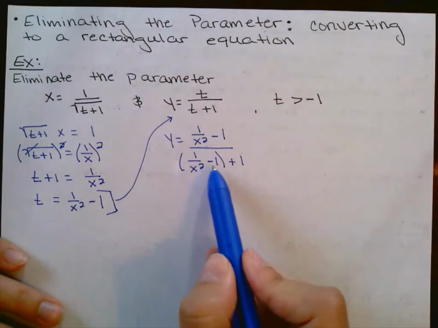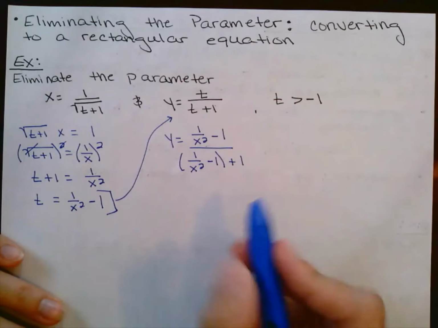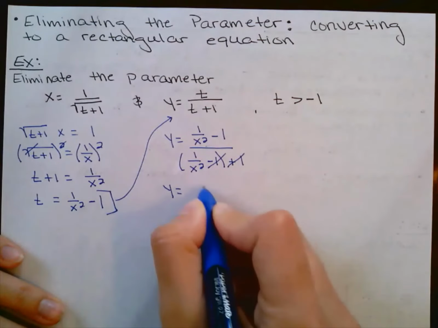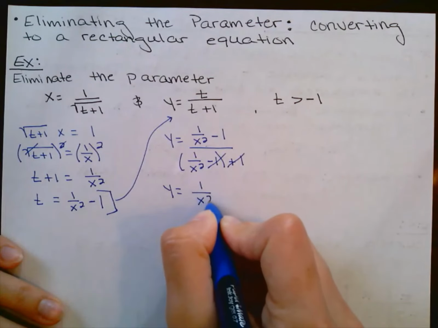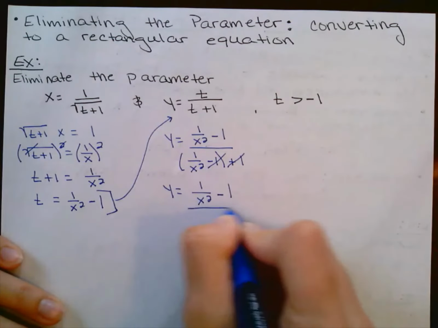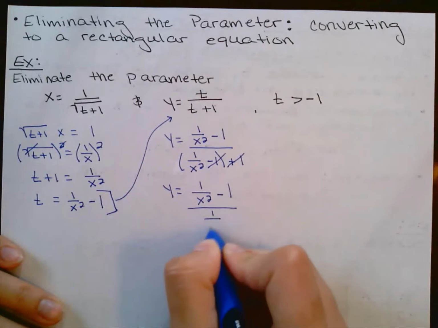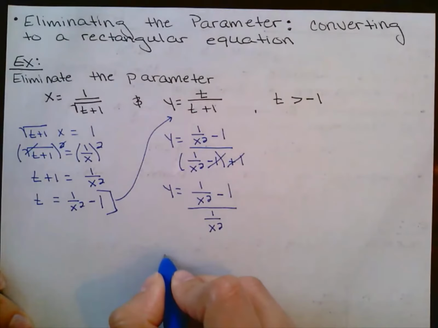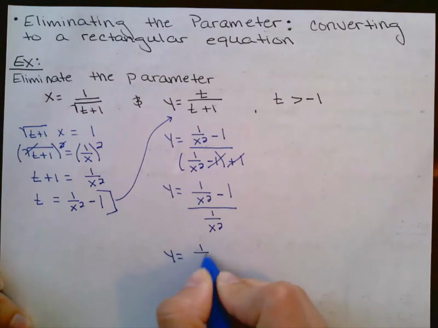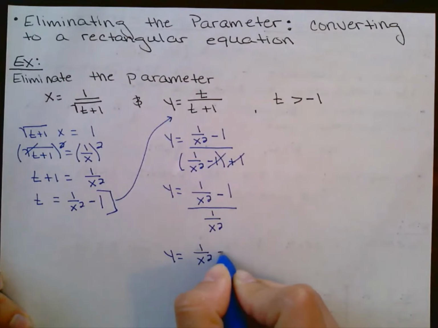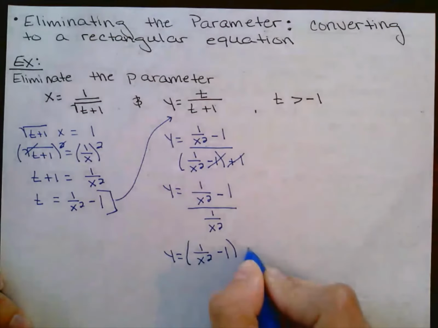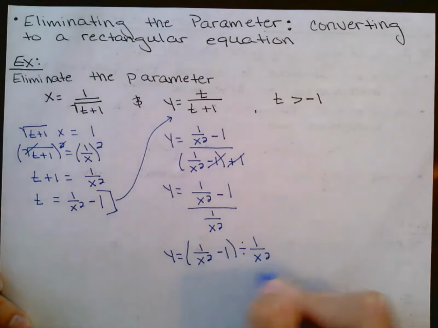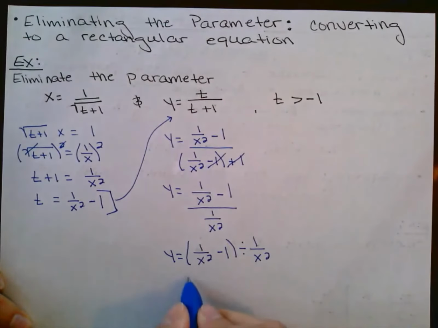So here I can drop my parentheses and cancel those 1's out. So I have 1 over x squared minus 1 divided by 1 over x squared. I can keep, change, flip here. I'm going to multiply by that reciprocal, because if I say divided by 1 over x squared, I'm going to be able to flip this one here.